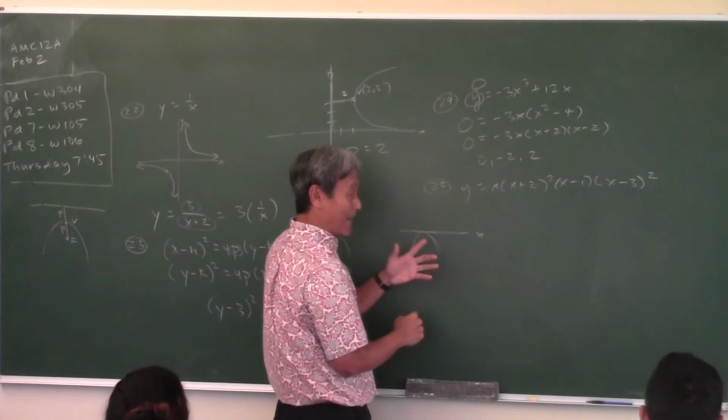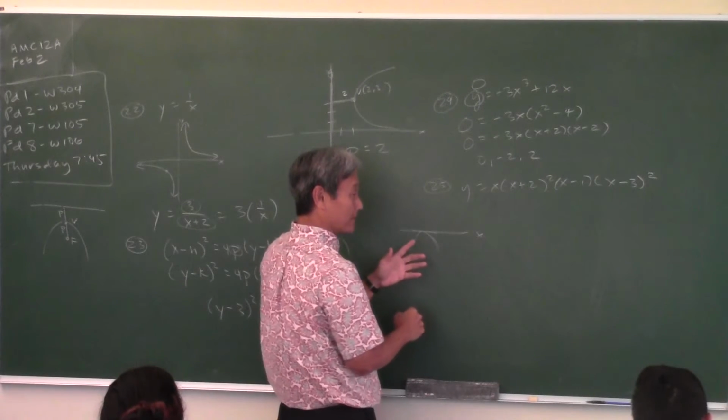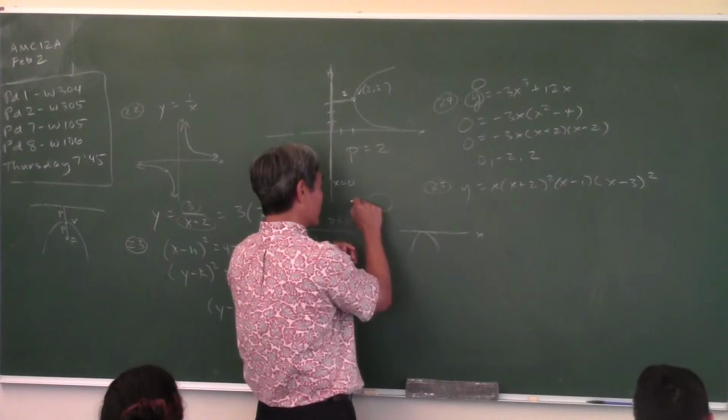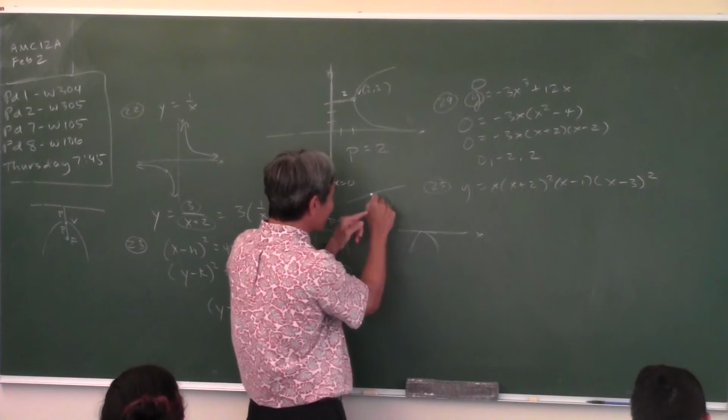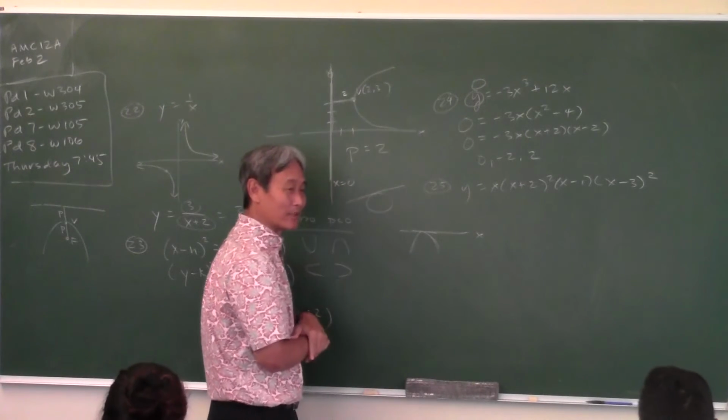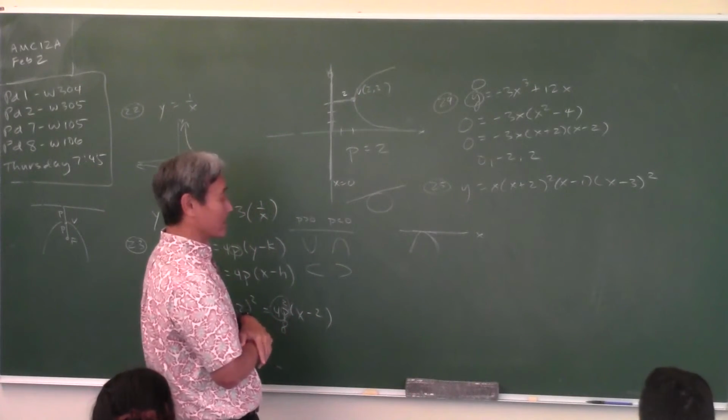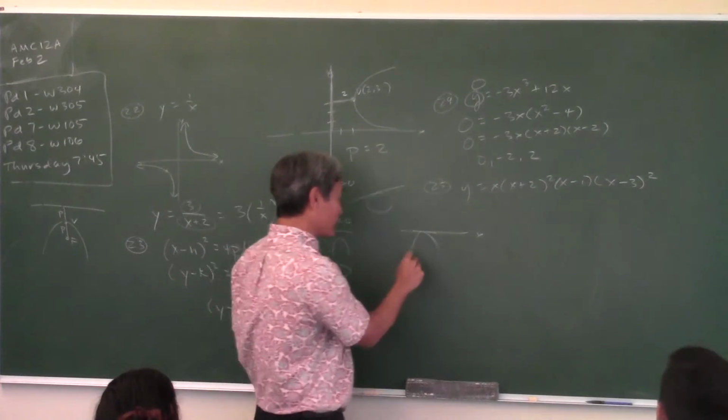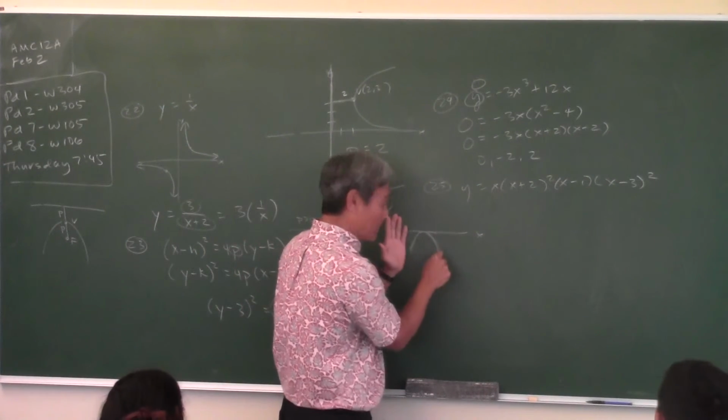You guys remember the word tangent from geometry? Here's a circle. This is called a tangent line. See how it just touches it at one point like that? It's called a tangent line. So tangent to the x-axis basically means it's going to bounce off.